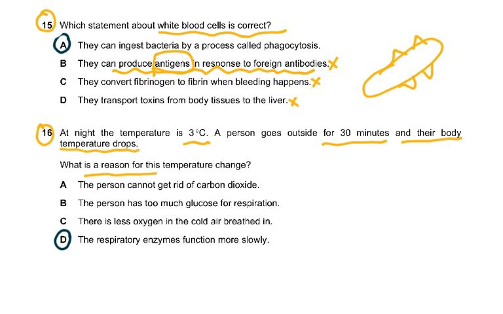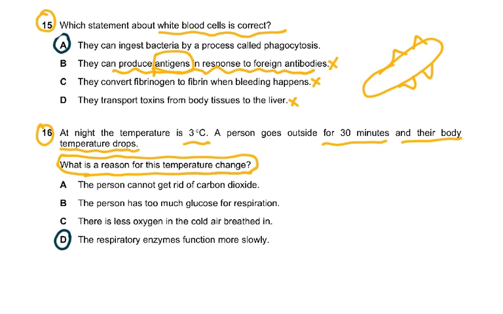What is a reason for this temperature change? Now the possible answers: why did the temperature drop a little? You've got to understand temperature is maintained because of aerobic respiration, and aerobic respiration releases energy. So if respiration is slightly reduced, there's not going to be a lot of drop. This temperature change cannot be a lot. It's very minute. Why? Because your body temperature is maintained at 37 at all times.